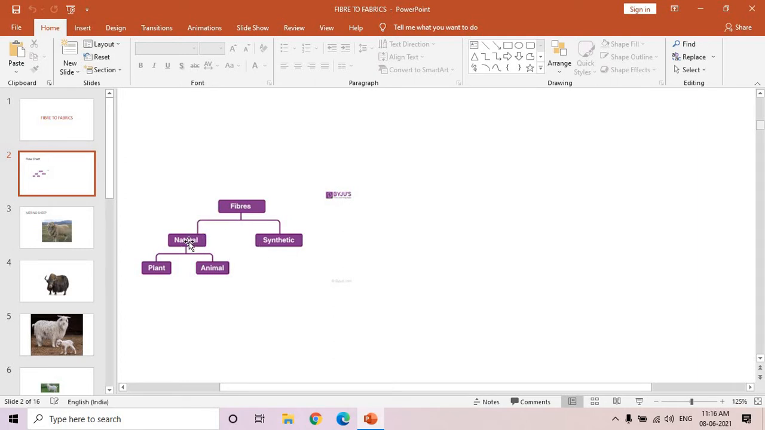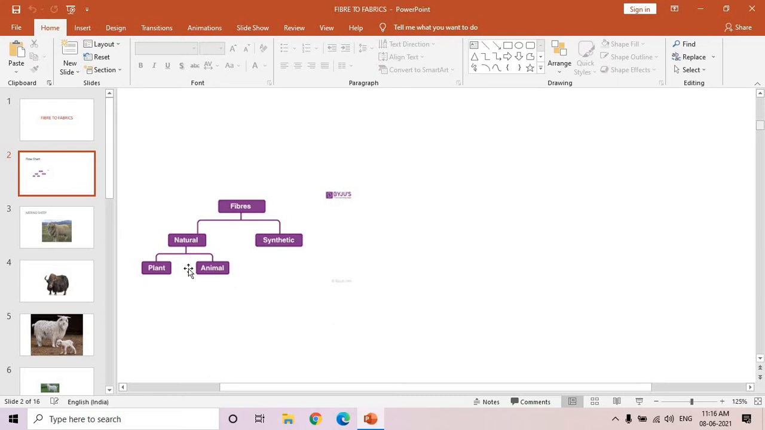Natural fibers, meaning the fibers which we obtain from plants and animals, are known as natural fibers. In the previous class you learnt about plant fibers, examples like cotton and jute. All these plants give us fibers, and you learnt how to make fibers, how to make yarn, and how to make a fabric from the yarn. This whole process you learnt in the previous class.